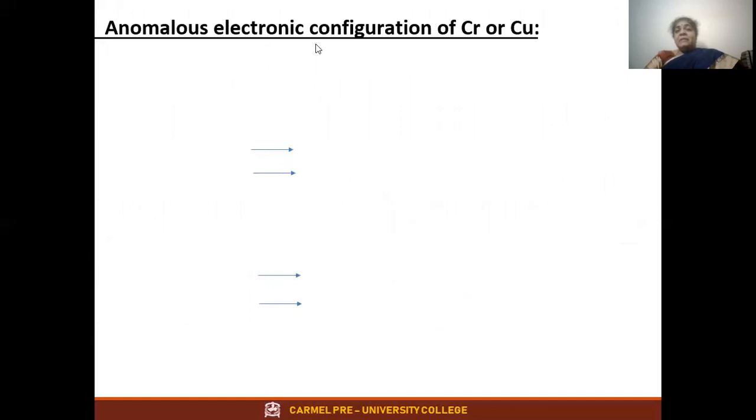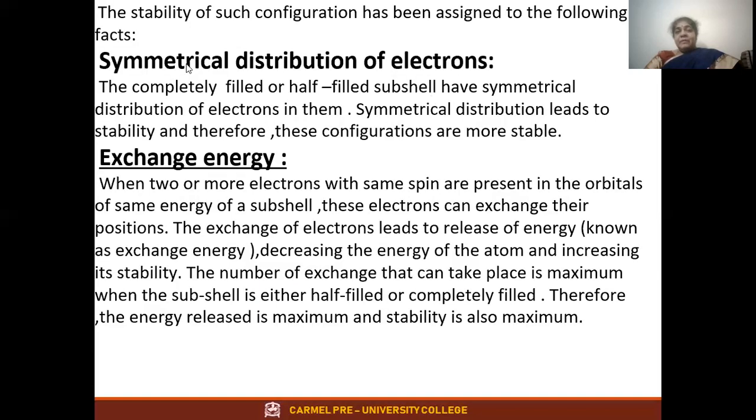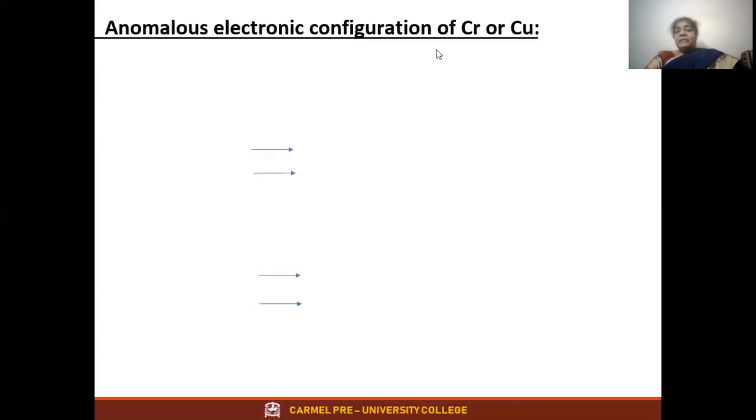We have the anomalous electronic configuration of copper and chromium. These two elements don't have the configuration which is expected according to Aufbau's rule. According to Aufbau's rule, the configuration we would write is not what we see here. That is why it is called anomalous electronic configuration. Why do we have a special configuration for copper and chromium? It is because of symmetrical distribution and exchange energy. Since we want symmetrical distribution and exchange of energy takes place, we have special configurations for chromium and copper.